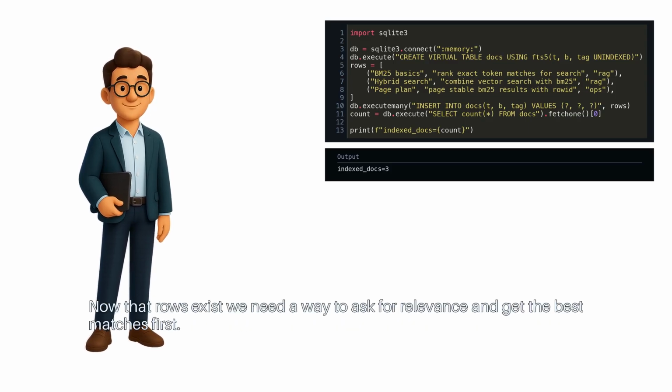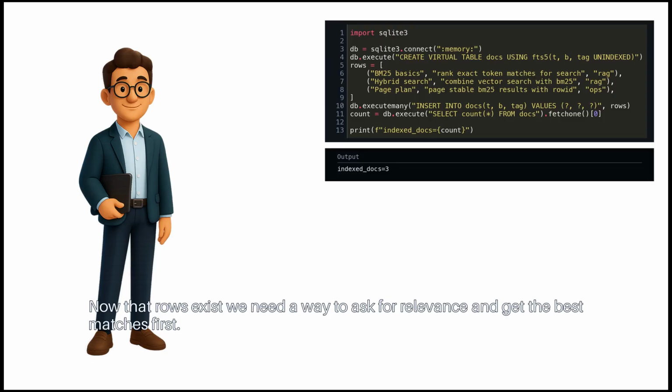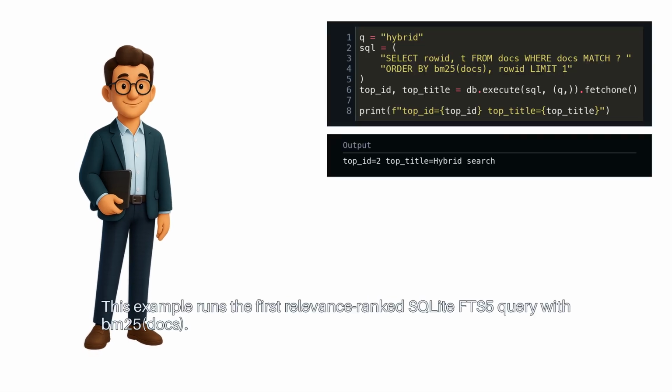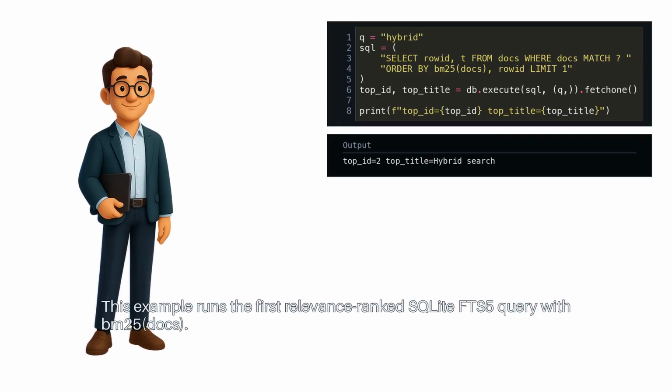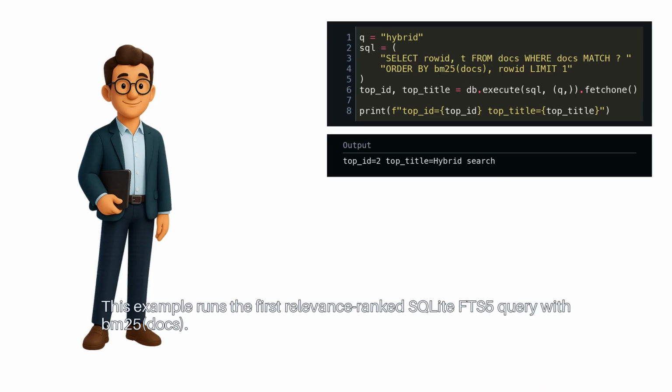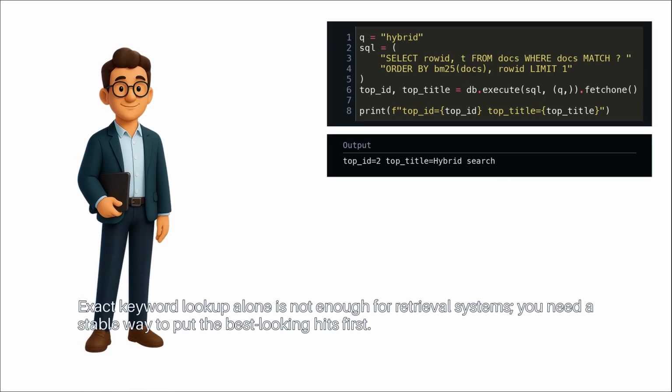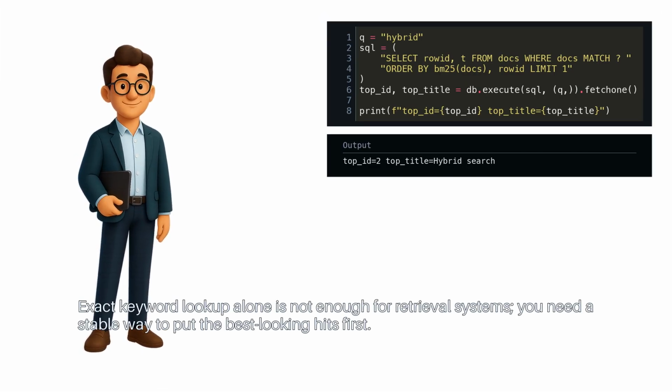Now that rows exist, we need a way to ask for relevance and get the best matches first. This example runs the first relevance-ranked SQLite FTS5 query with BM25(docs). Exact keyword lookup alone is not enough for retrieval systems. You need a stable way to put the best-looking hits first.